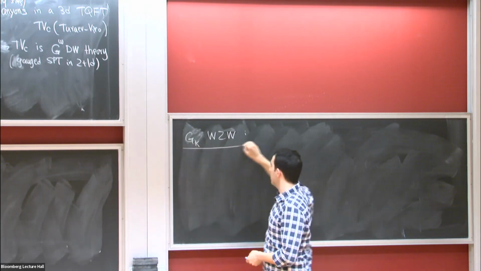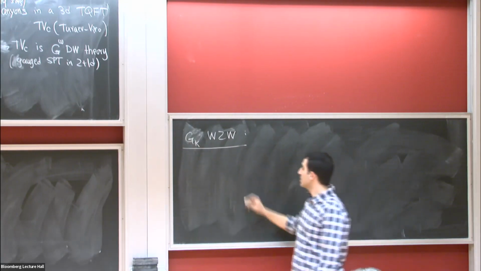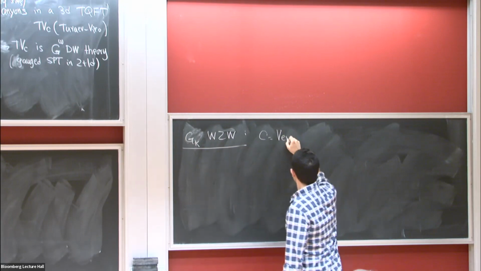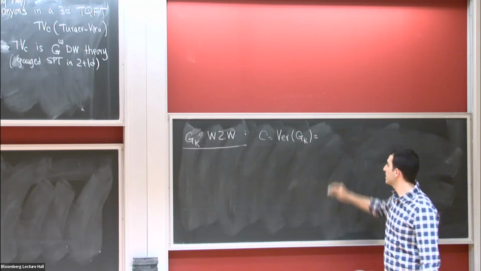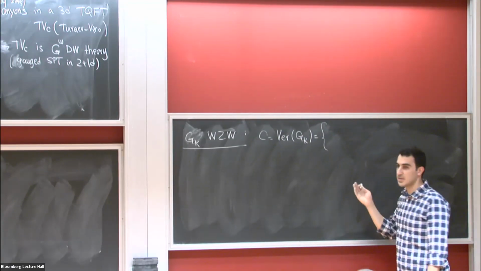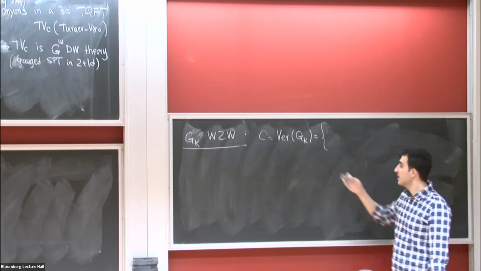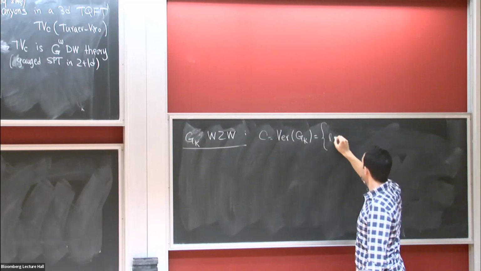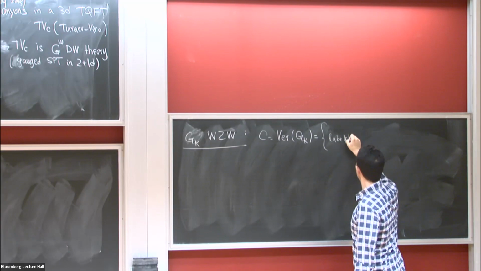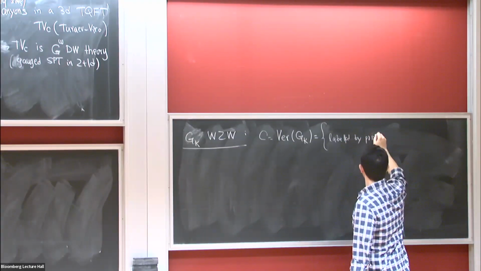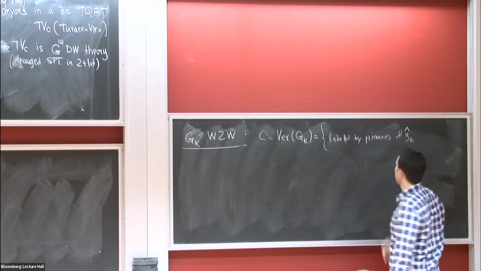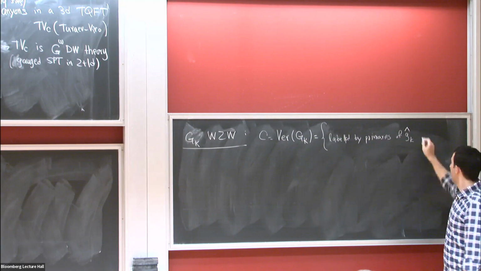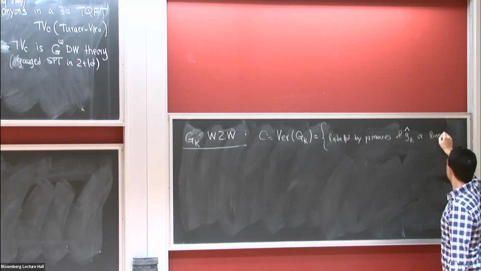So consider the G level K WZW model. This has a non-invertible symmetry, which is just given by the Verlinde lines in G level K. So what are the Verlinde lines? Okay, I could briefly explain some facts about it. One fact is that the Verlinde lines are labeled by the primaries of the chiral algebra, the G level K affine algebra, or the anyons in G level K Chern-Simons theory.